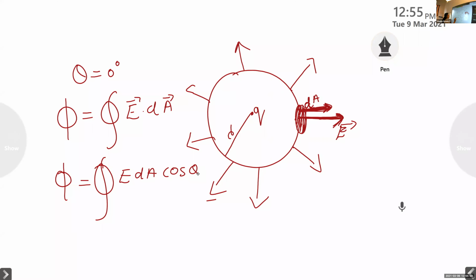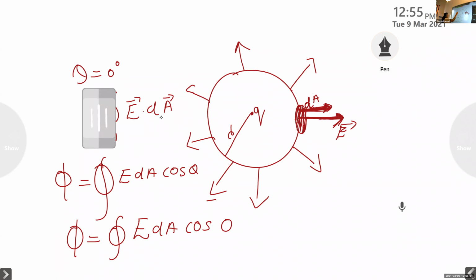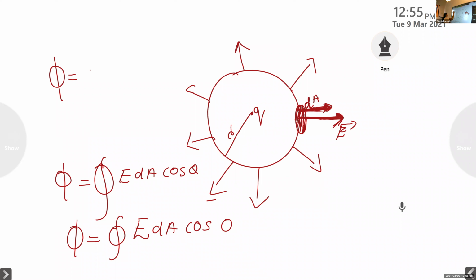What is the value of theta? Theta is 0. Therefore, phi is equal to the closed surface integral of E dA cos 0. What is the value of cos 0? Cos 0 is 1. Therefore, phi is equal to the closed surface integral of E dot dA. Not E dot dA, E dA, because E dA cos 0 is equal to 1. Therefore, phi is equal to the closed surface integral of E dA.